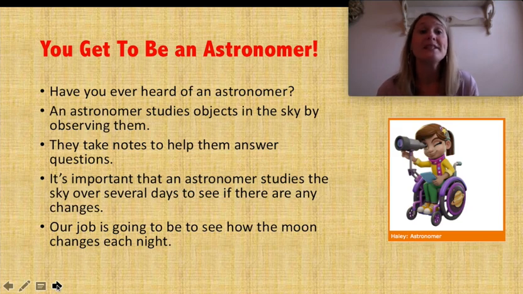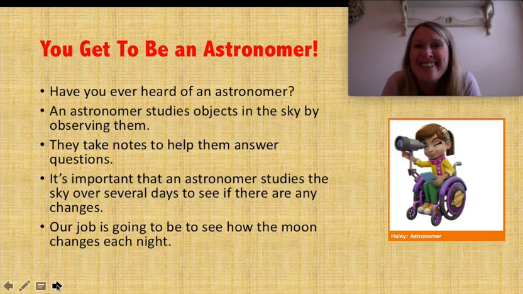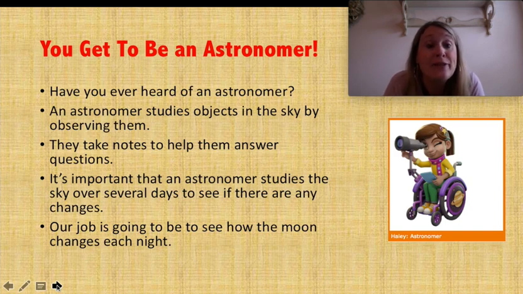So today we're going to be a special kind of scientist called an astronomer. Can you say that word? Astronomer. Yes, awesome. Have you ever heard of an astronomer before? Yeah, they're a special kind of scientist that studies objects in the sky by observing them. Now there's that word, observe, again. We talked about that. And all scientists like to observe. Remember, they look at things or they use their senses to find out more about them. And scientists take notes, write things down, draw pictures to help them answer questions that they might have.